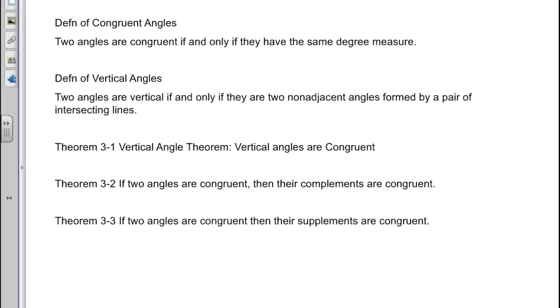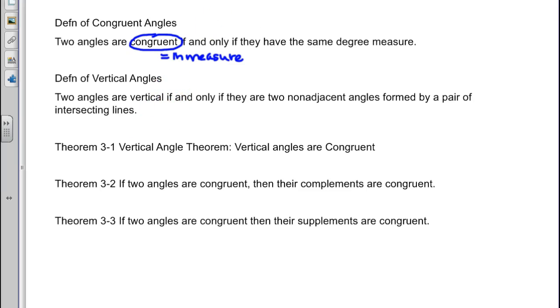Definition of congruent angles. Two angles are congruent if and only if they have the same degree measure. So congruent means equal in measure. They will be the same measure. So if we say angle 2 is congruent to angle 3, that means they are equal in measure.